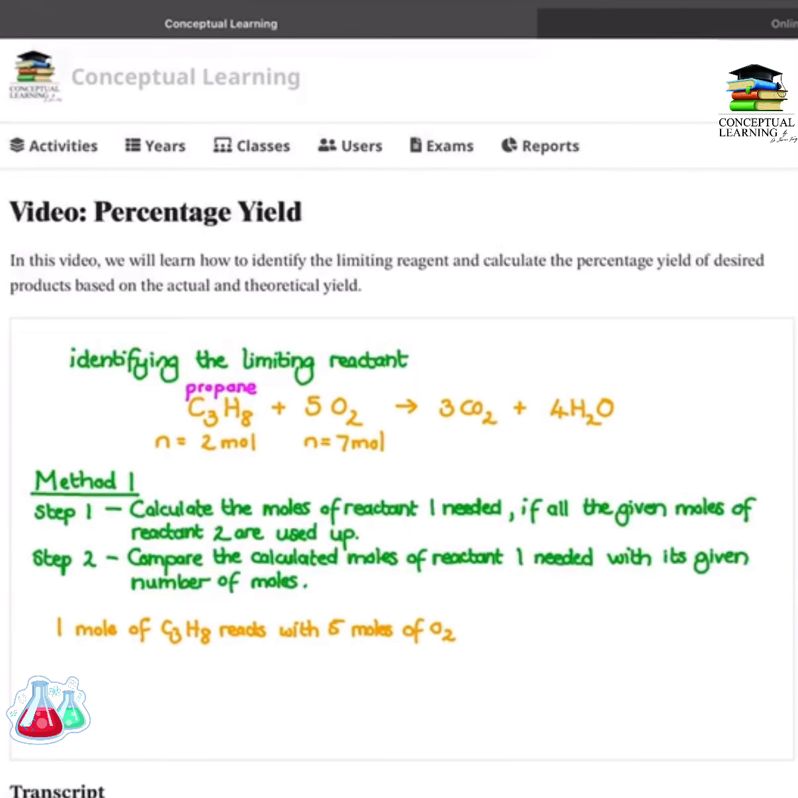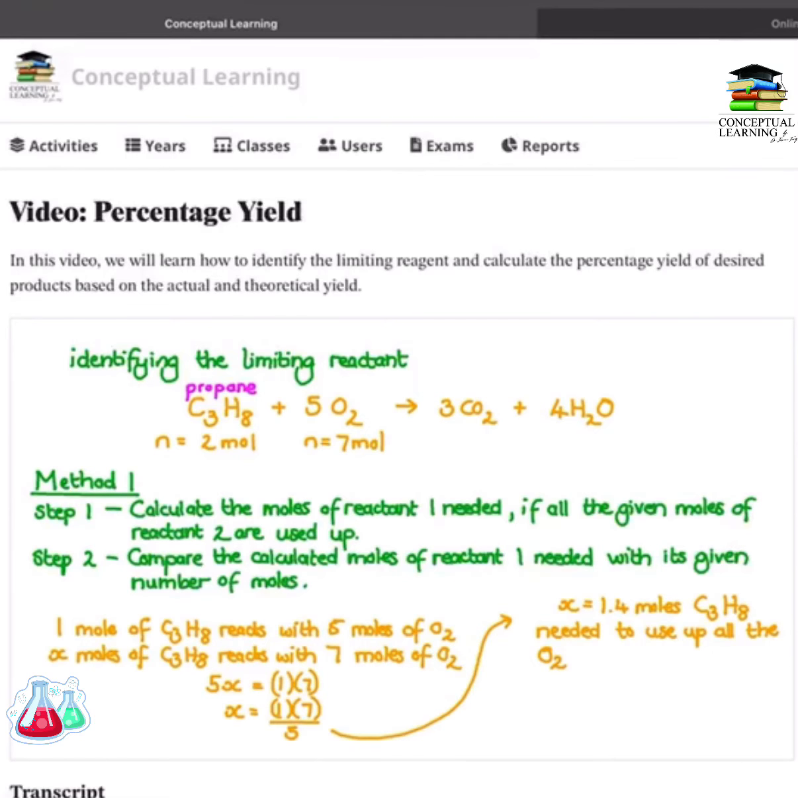We can calculate the moles of propane needed if all the moles of oxygen are used up by writing X moles of propane reacts with 7 moles of O2. We can now solve for X by saying 5X equals 1 multiplied by 7. We can make X the subject of the formula. X equals 1 times 7 divided by 5. And we get an answer of X equals 1.4 moles of propane needed to use up all the 7 moles of oxygen.